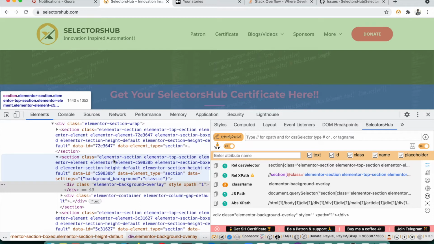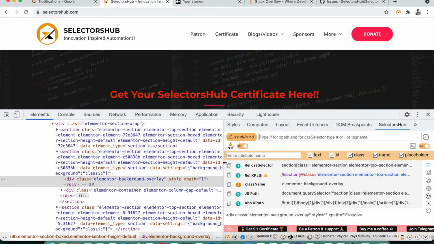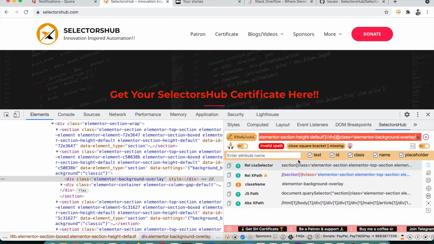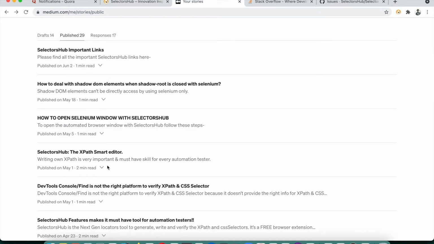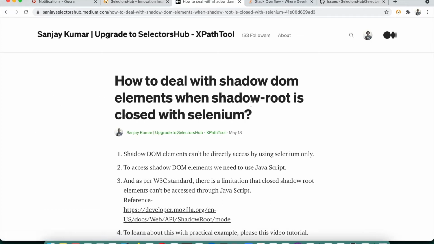So I would really request you guys to please write articles and blogs on SelectorsHub, and write about the fundamental concepts of writing and verifying XPath and selectors. You can take help of SelectorsHub, how they can write in SelectorsHub, how they can learn about these kinds of errors. Write about shadow DOM, like I have written multiple articles on Medium, so you can also write articles on Medium, because a good percentage of people in our industry are not aware of these shadow DOM concepts, SVG concepts.